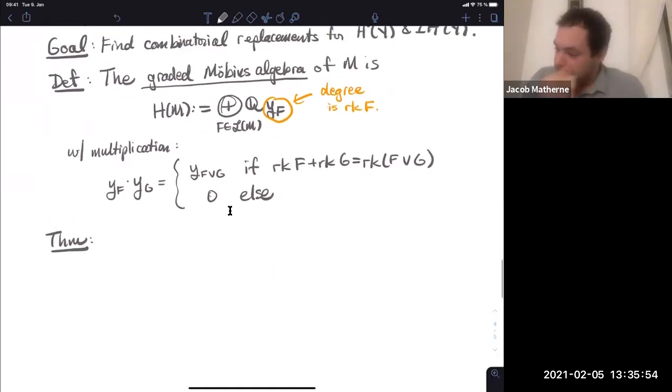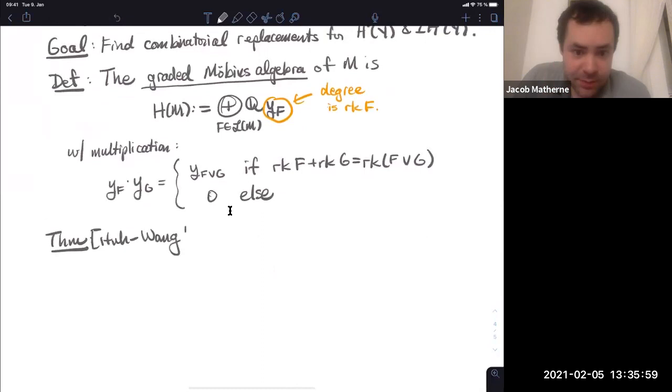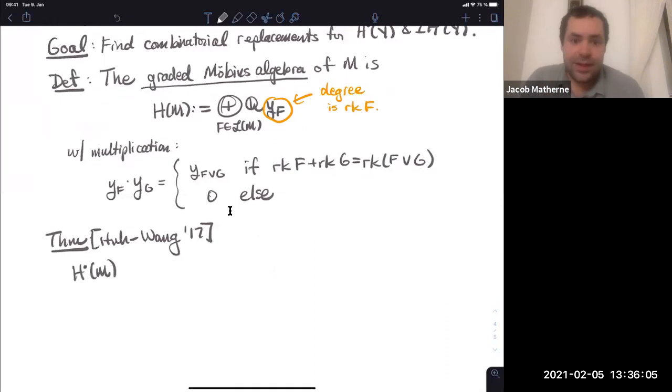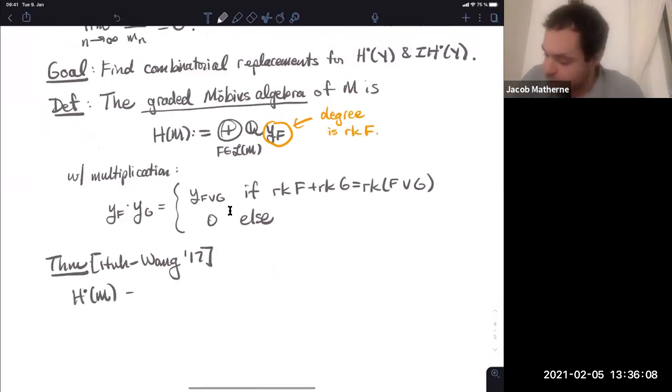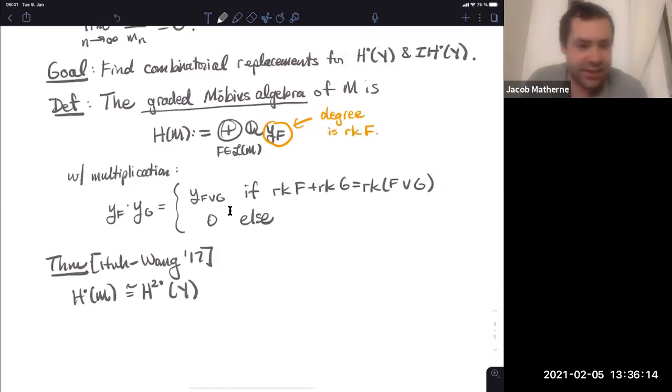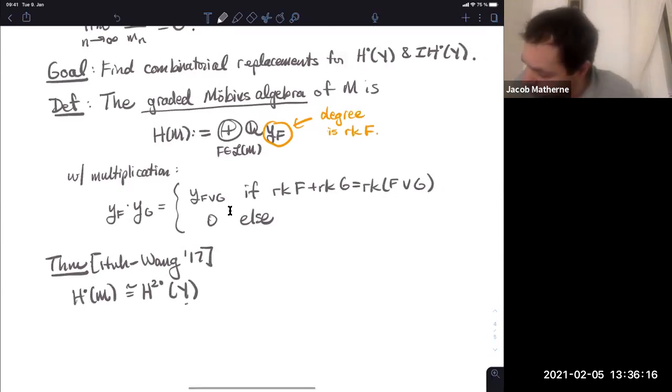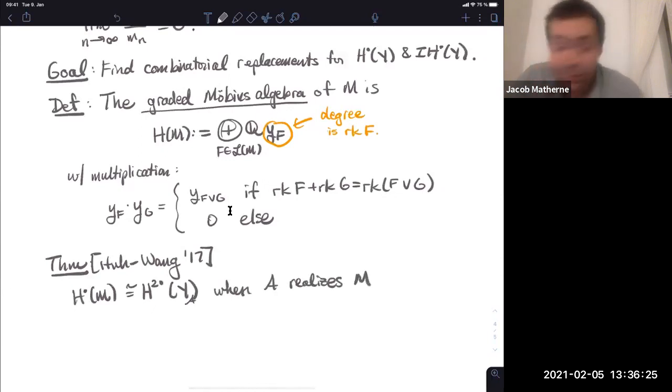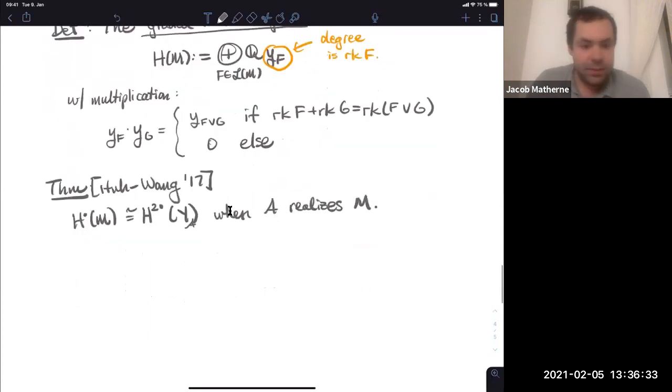Here's a theorem in the same paper that proves the top-heavy conjecture for realizable matroids or for hyperplane arrangements. They prove that this graded Möbius algebra is isomorphic, and you have to do some degree doubling here because this has no odd degree cohomology. I'm going to write y sub a here because this is true when this arrangement A realizes the matroid, so when it's a realizable matroid. So I have a combinatorial stand-in for the cohomology of this Schubert variety.